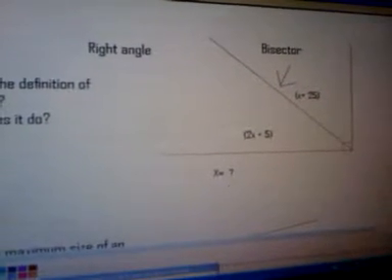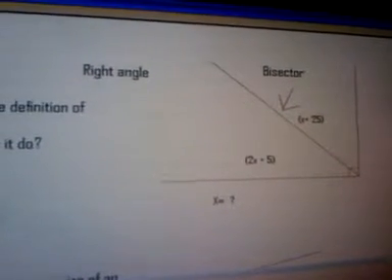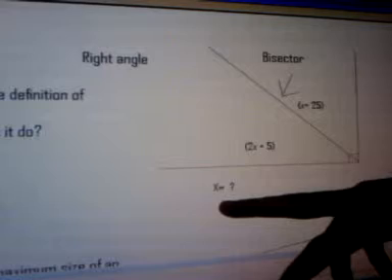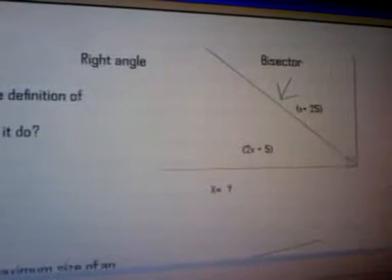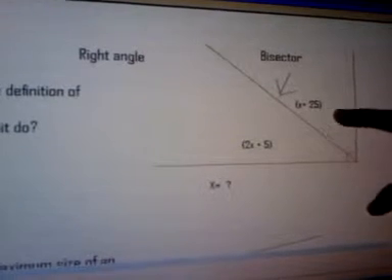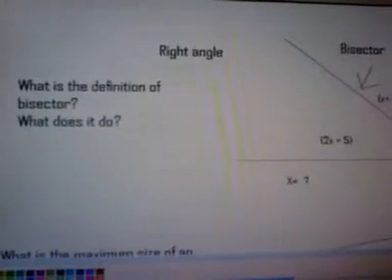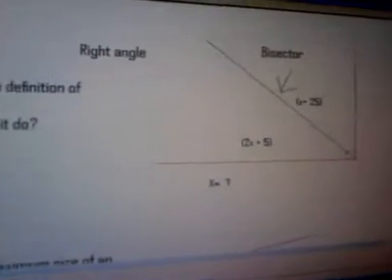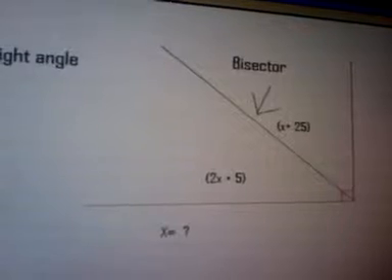What does x equal if the bisector divides it in two? X equals 20 because 2 times 20 plus 5 equals 45, and x plus 25 equals 45. What is the definition of a bisector, and what does it do? A bisector is a line that divides an angle in two.